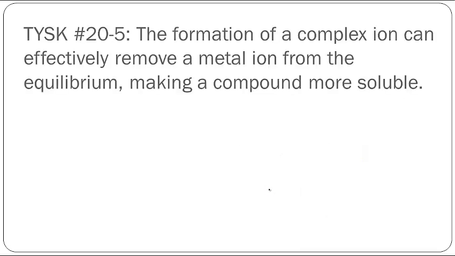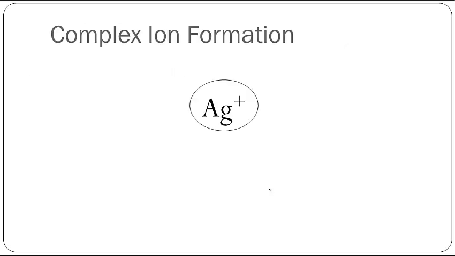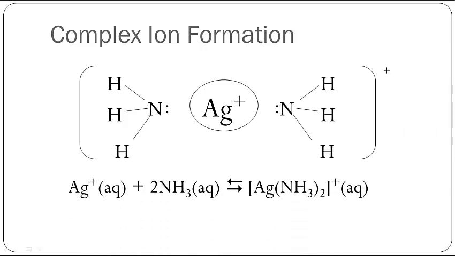Okay, so those are just two examples. But the formation of a complex ion can remove a metal ion from equilibrium, making the compound more soluble. Silver, here's a very popular one that comes up a lot. Silver and ammonia. So I have my silver ion. Notice the lone pairs from ammonia are attracted to the silver ion.